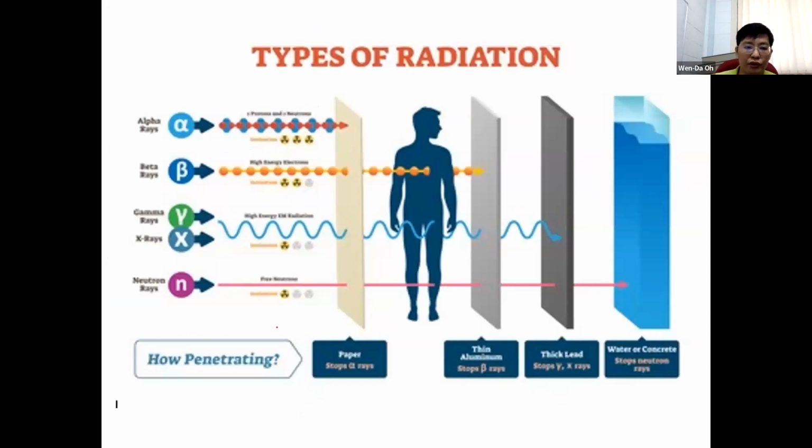This is just to show you the penetrating power. Alpha particles, only a piece of paper can stop them. Then beta, you need thin aluminium. Gamma, you need up to thick lead. And then after that, you have these neutron rays, which can penetrate up to concrete.